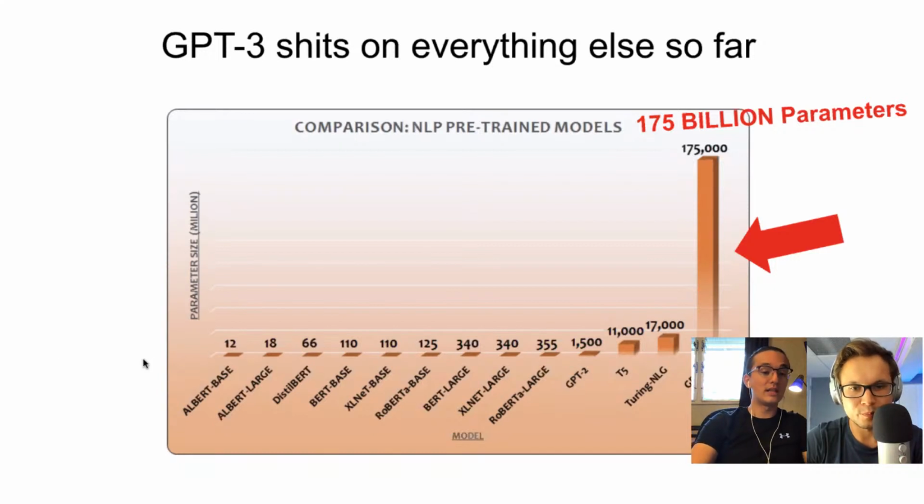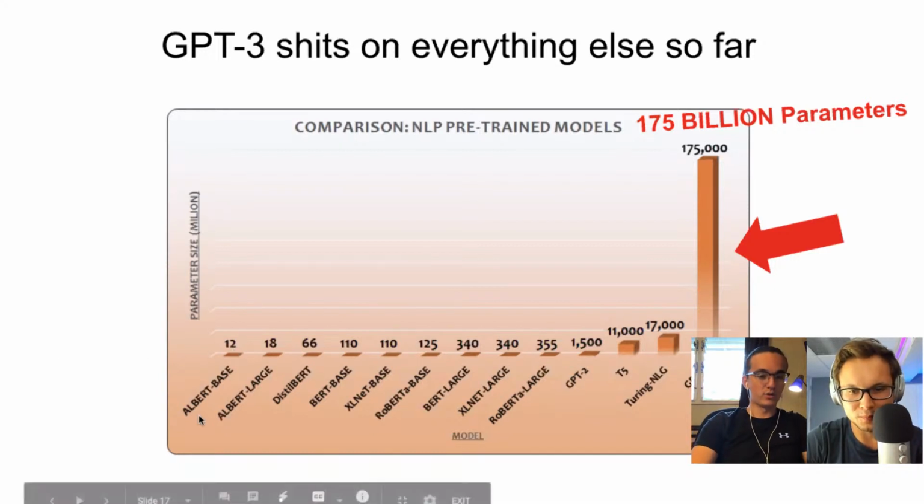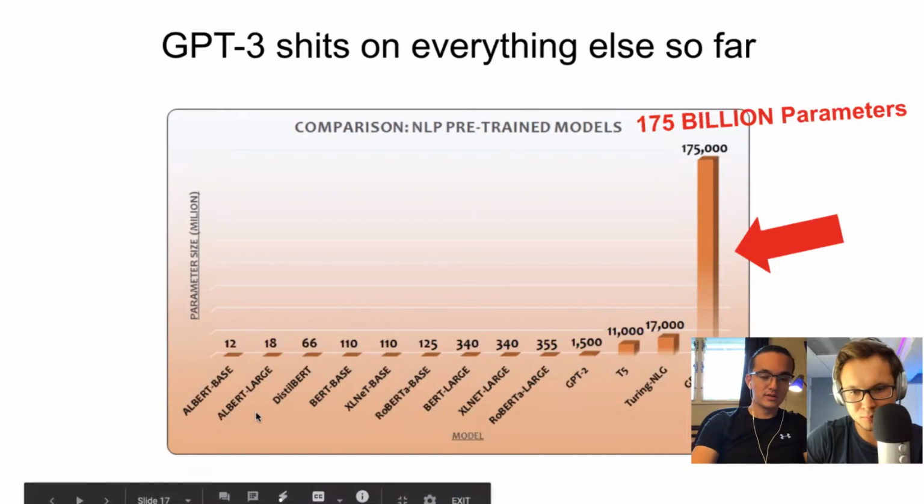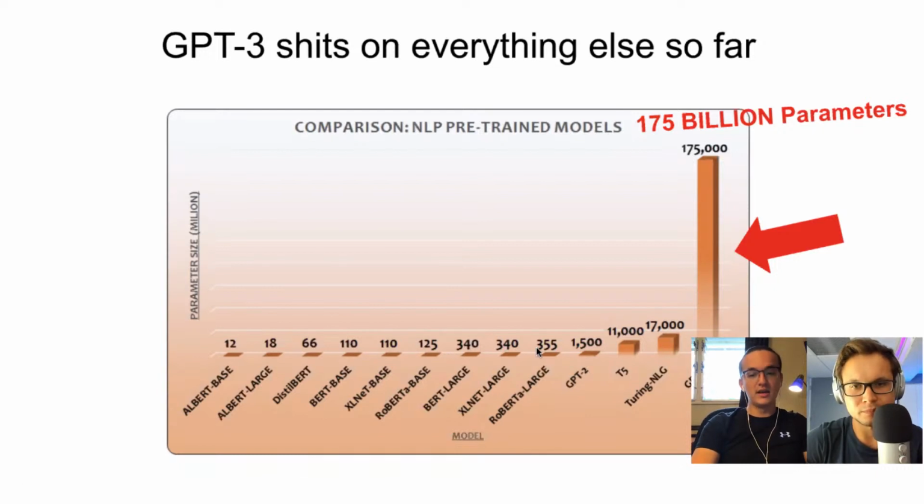So this one had 12 million, which is a shit ton. And then they're like, holy crap. Then they went up to 18 million, then 66 million. That was a huge jump. People were going crazy. Okay, this DeBERTa, I don't know what these are. To be honest, I don't know when these happened. Then 110 million, then 125 million, 340 million, and then eventually OpenAI came about, and I think a couple years ago, OpenAI came out with GPT-2.